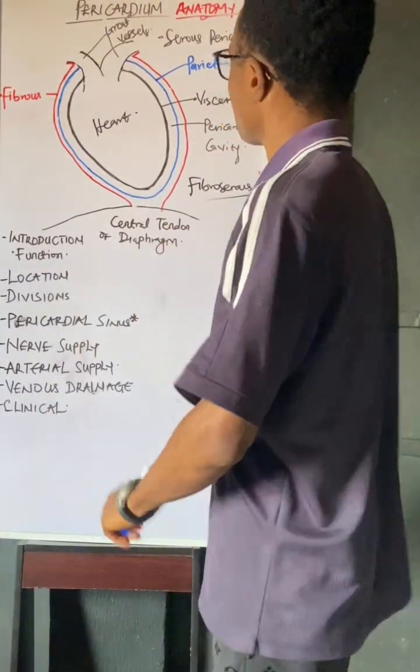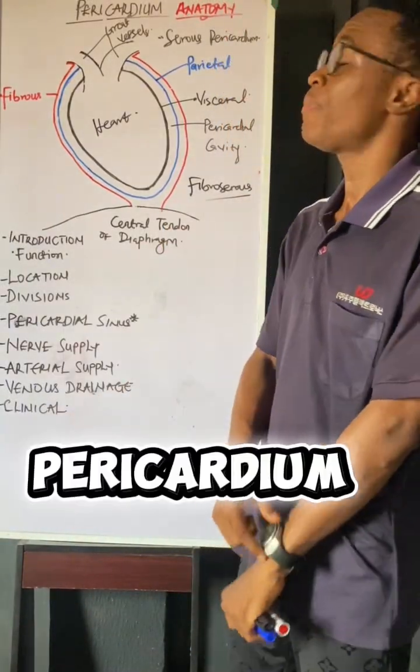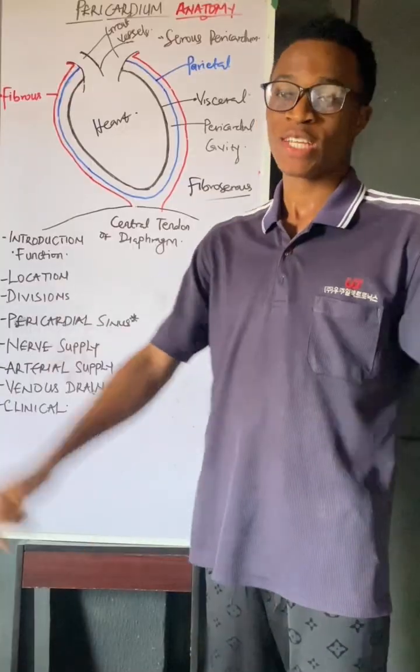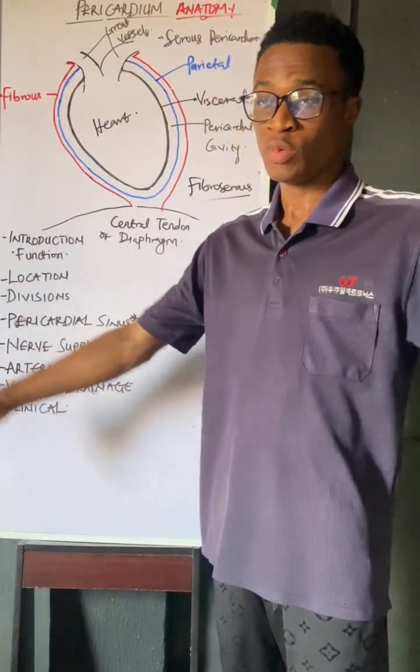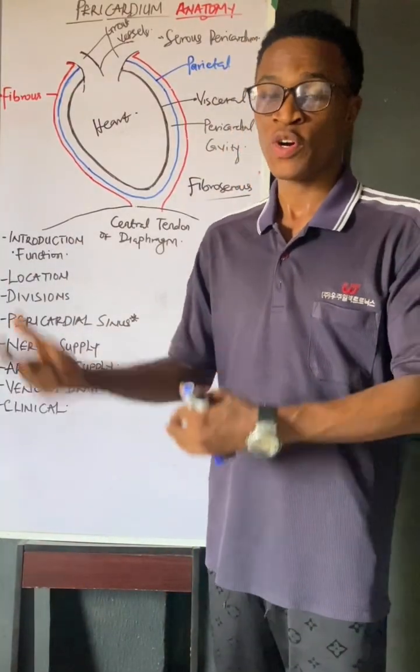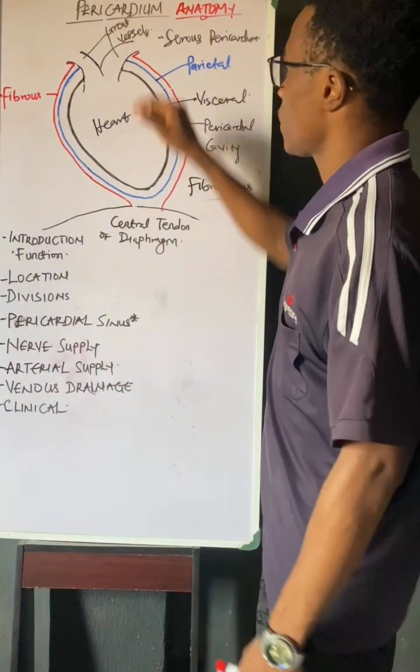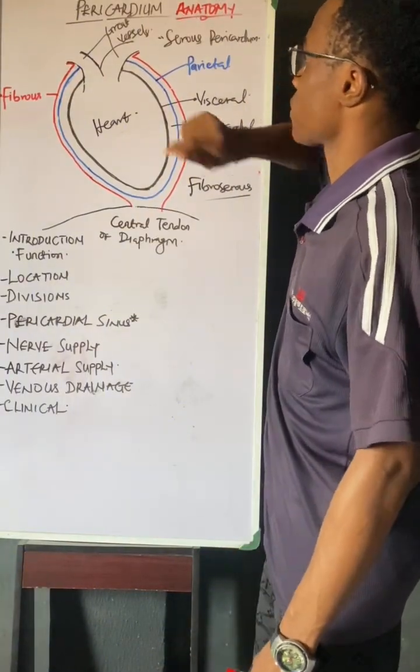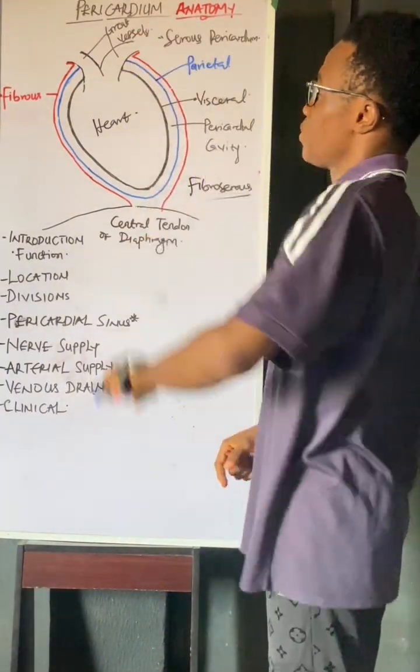Hi. So today we're gonna be talking about the pericardium. In our previous class we talked about the mediastinum, in which we said that it has different parts, superior and inferior. So today we'll be talking about the pericardium. Okay, so you can see pericardium.